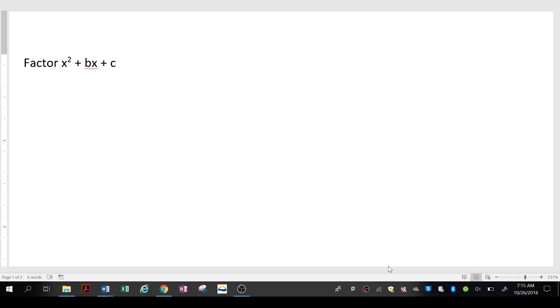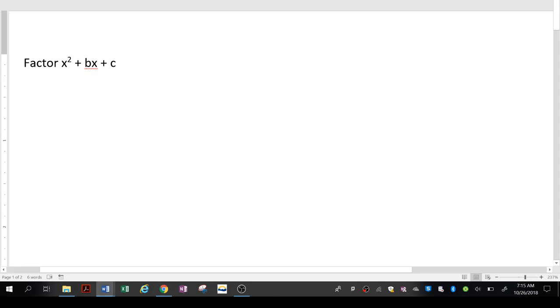Today's lesson, we're going to look at factoring x squared plus bx plus c. So we're going to factor this trinomial. And what we mean by factoring is we want to express this as a product of two binomials. So let's actually start there.